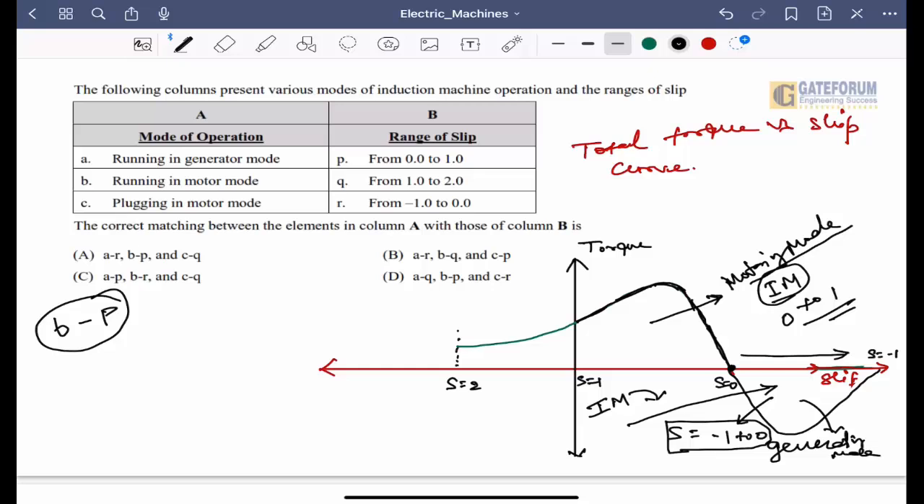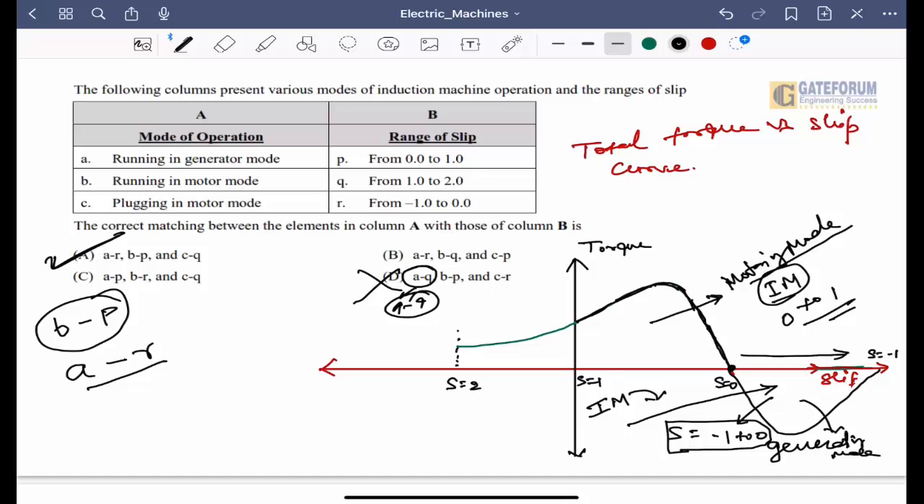So see, A is generating mode, so A will match with R. From options A and D, if we see D, there A is matched with Q, so this is wrong. So A is the correct option.